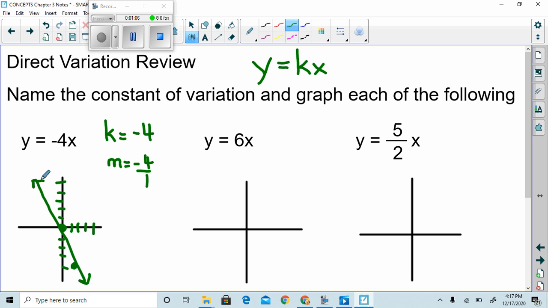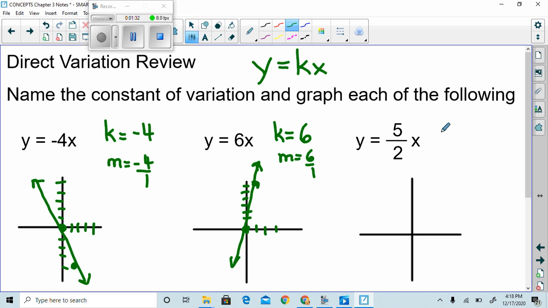Second one, again, finding the value of k. K is equal to 6, which is also my slope m. So I'll start at my origin, and this time it's a positive number. I'll count up 6 and over 1, and there's my graph again.